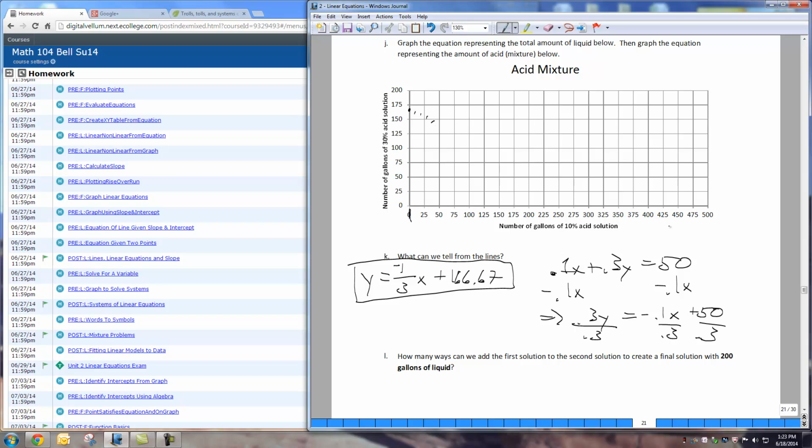Now let's look, what is the x-intercept? If I let y equal 0, what is the solution for x? So negative 1/3 x plus 166.67. I would subtract this over, so I have negative 166.67 equals negative 1/3 x, which implies x equals, dividing both sides by negative 1/3.